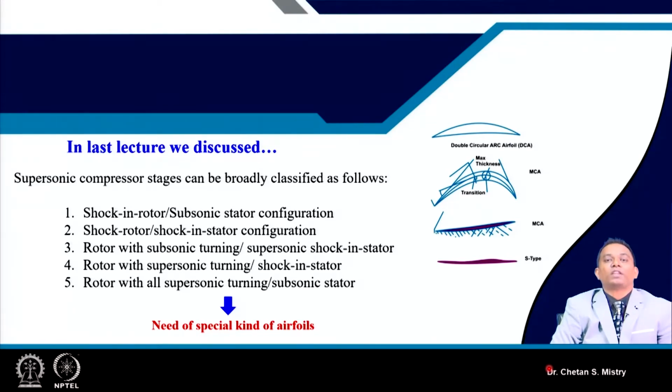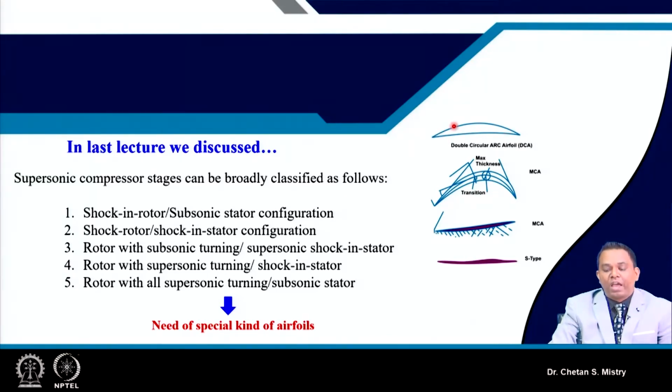Now the situation is that we want to take the benefit of supersonic flow, and to have this supersonic flow with minimum losses, we need to manage the flow within the flow passage or within the blades. That is the reason why we have already discussed the double circular arc aerofoil.